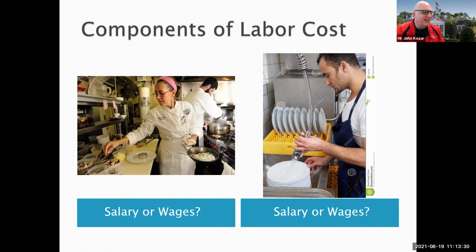So if we're looking at these two employees in the restaurant, this woman is Chef Susan Spicer. She owns a couple of restaurants in New Orleans. And we have a dishwasher. So the chef or the owner is going to be getting paid a salary. Whereas somebody like the dishwasher or a prep cook or a line cook, they're going to be getting an hourly wage.